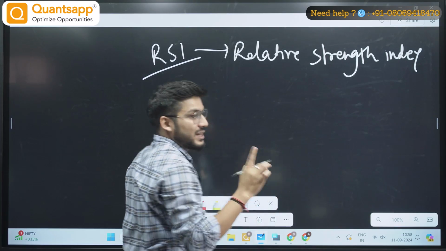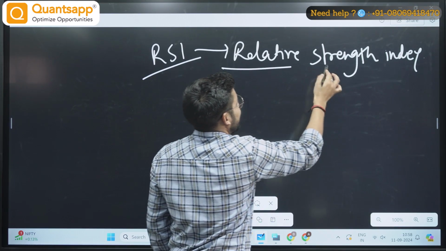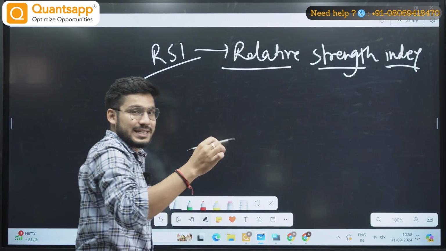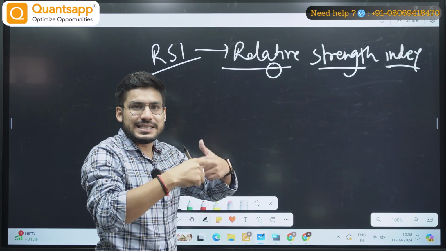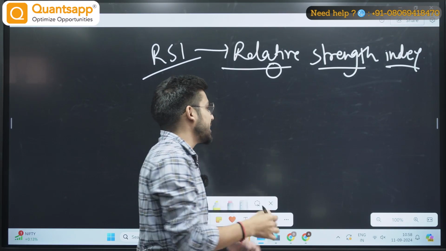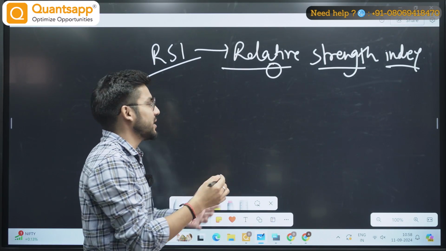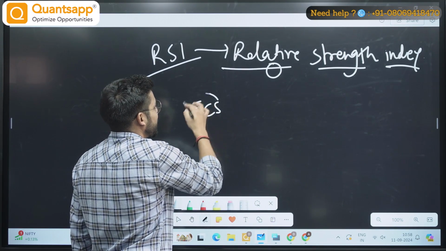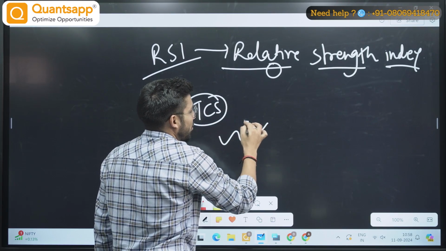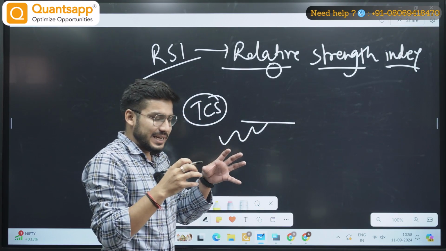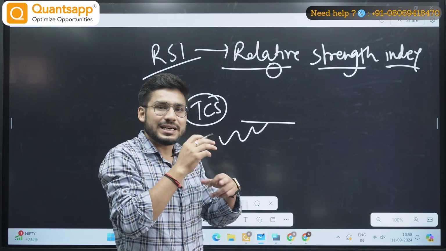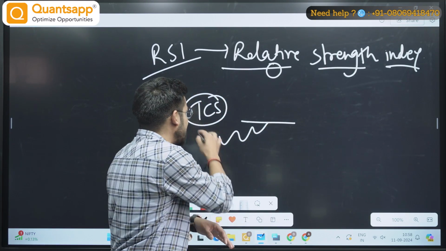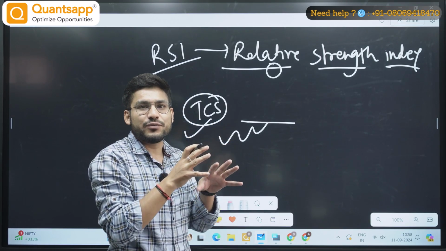Relative strength index. Now it is basically relating its strength to the index. For example, I am taking a stock, for example TCS. If my TCS is moving like this, what RSI does is it takes a benchmark, for example Nifty, and it compares the momentum of this particular stock with the momentum of Nifty.